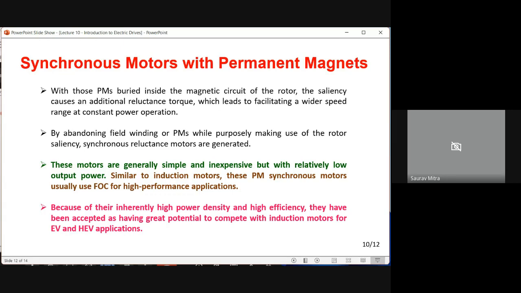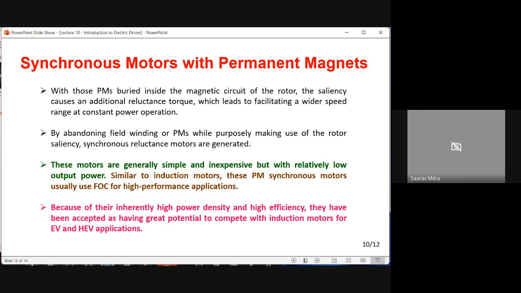Previously, in the case of the induction motor, we found that the constant power region was not very wide. But in the case of the synchronous motor, how it happens, you don't have to worry or explain, but at least you can remember that the constant power region is wider in PMSM compared to the induction motor. By abandoning the field winding, that means the field winding is cut because the permanent magnet itself is producing the flux.